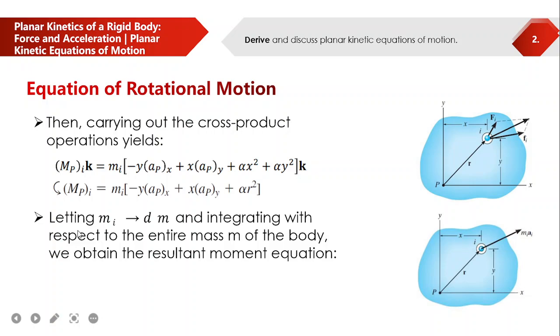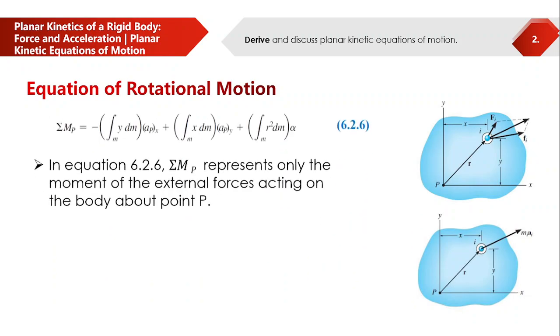So letting m sub i be dm and integrating with respect to the entire mass m of the body, we obtain the resultant moment equation to be like this. Your m sub i will be dm, so distribute each term and then integrate each term. So this will be your final result. That will be negative integral of y dm for the first term, a sub p sub x, plus the second term, the integral of x dm times a sub p sub y, plus the third term, the integral of r squared dm times alpha.